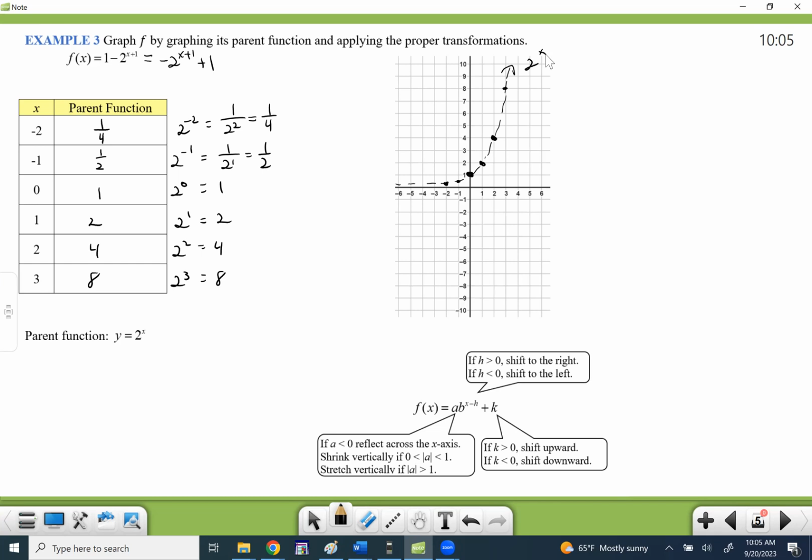All right, now we're going to take care of all of the transformations. And we said, think of the alphabet RST. We've got to reflect first, order matters. Then we're going to do the stretch/shrink. We have one. And then we're going to do the translate. Okay. So let's start off by reflecting.